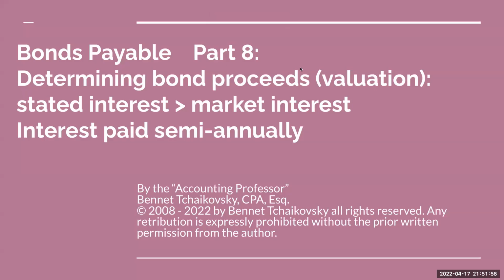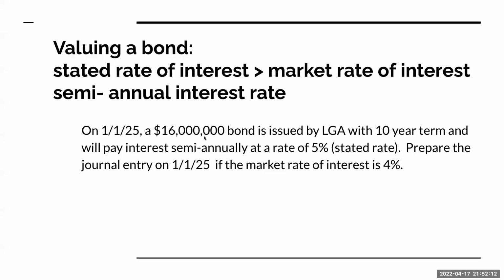Hello, everybody. Welcome to Bonds Payable Part 8. This is determining the bond proceeds where the stated interest rate is greater than the market interest rate. However, in this example, the interest is going to be paid semi-annually, or twice per year. So let's go ahead and get to it.